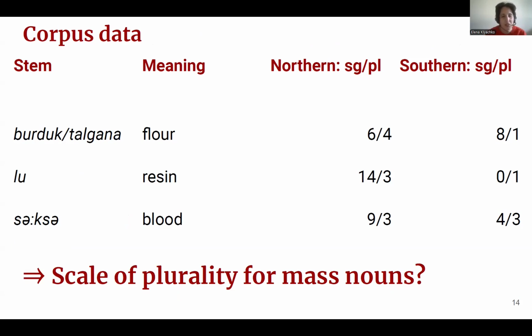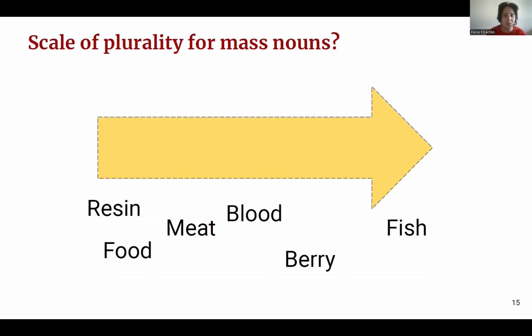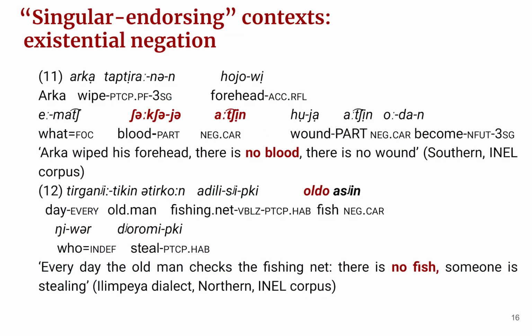We can actually see that there must be some scale of plurality for mass nouns instead of some distinct border, like berry and fish are on the right end of the scale, whereas meat or resin are on the left end of the scale. However, there are some grammatical contexts which seem to endorse singular forms or plural forms. For example, in existential negation contexts, singular forms are mostly used, as in 11 or 12.